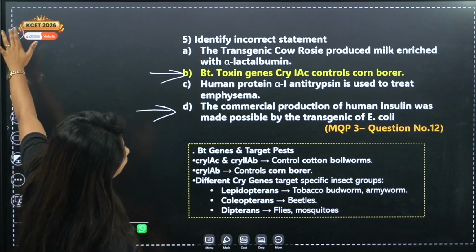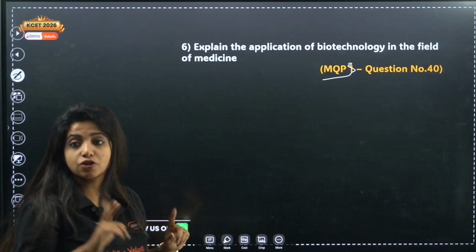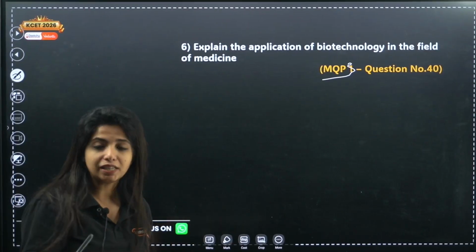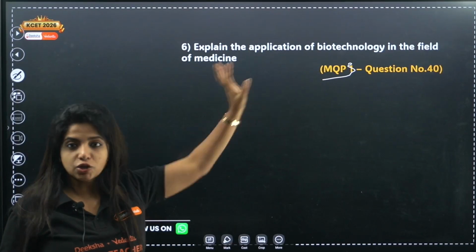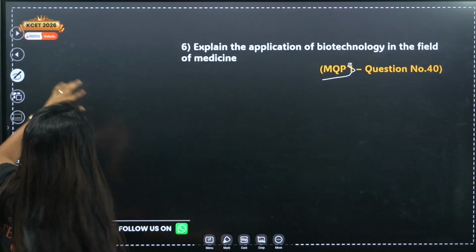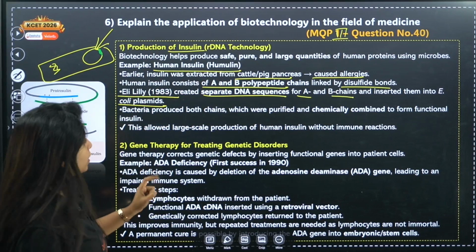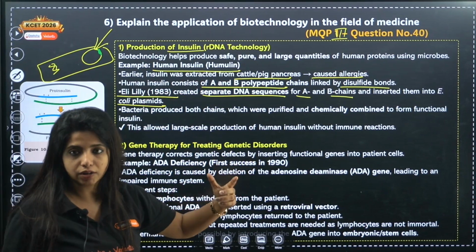Now the next question from model question paper 3, as I discussed, was this: explain the application of biotechnology in the field of medicine. So we saw in the field of agriculture, that was BT cotton. There's one more in the field of agriculture, we'll be discussing it later. Now in the field of medicine, the first is production of insulin, the second is gene therapy for treating genetic disorders. I told you, right?